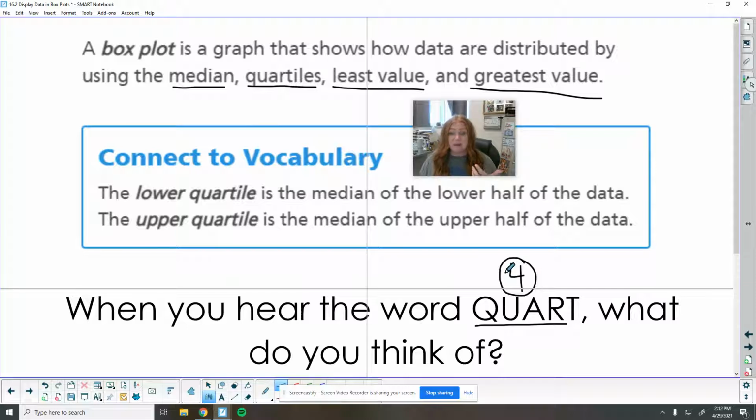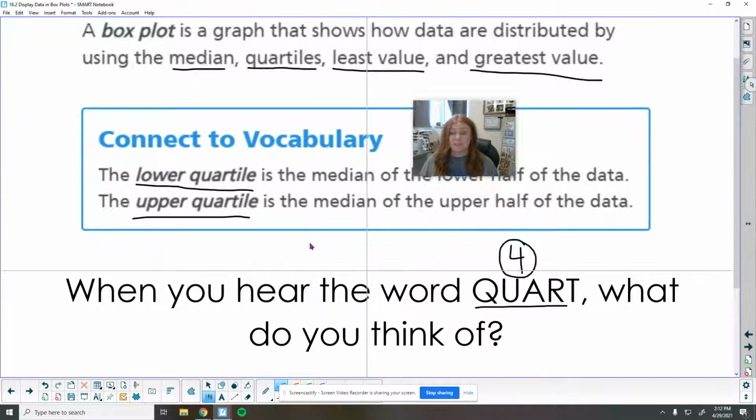And we are going to be finding the 4 sections of our data. We're going to be breaking them up into groups of 25%. 25, 25, 25, 25 is 100% of the data. So we're going to be looking at the lower quartile, which is the bottom half of the data, or the smaller numbers. And then we'll also be looking at the upper quartile, which is the larger numbers.